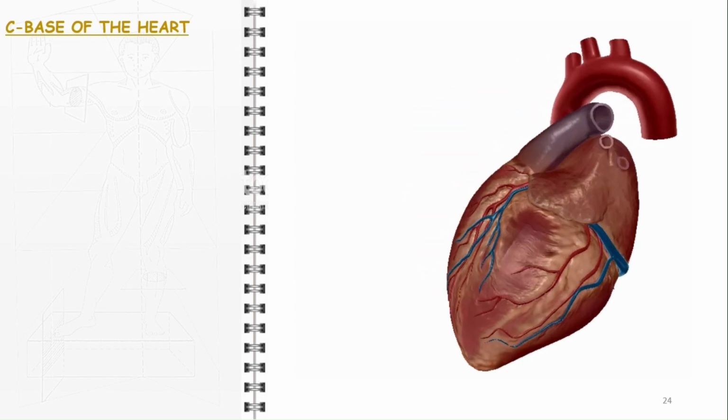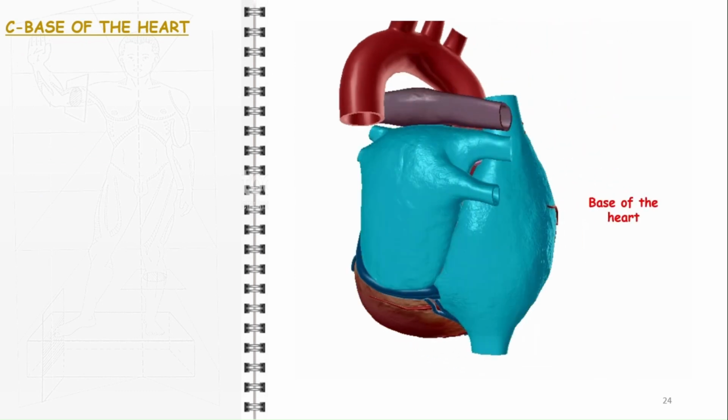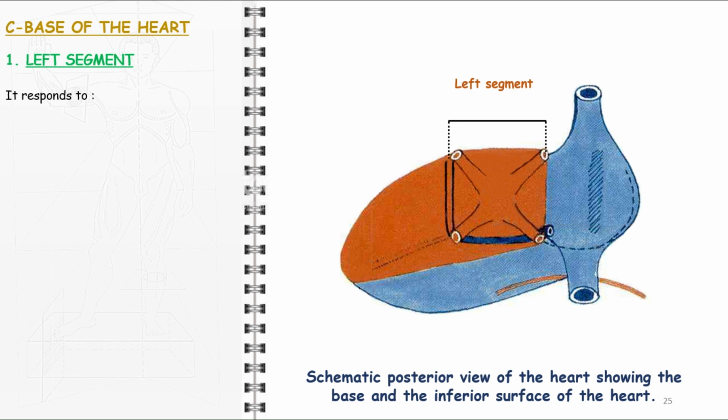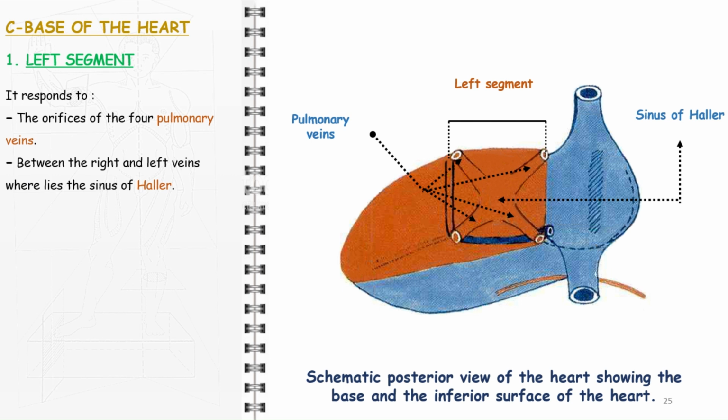Let's move now to the base of the heart. Formed by the atria, it is roughly flat from top to bottom and transversely convex. It faces backward and slightly to the right, and is divided by the interauricular sulcus into 2 segments. The left segment responds to the orifices of the 4 pulmonary veins, and between the right and left veins lies the sinus of Haller.